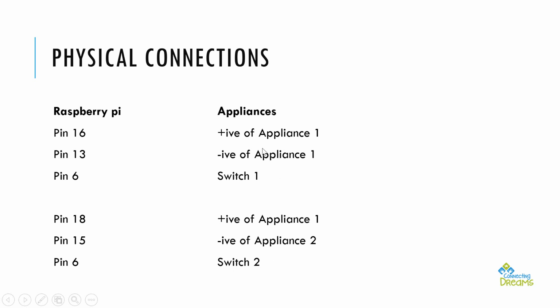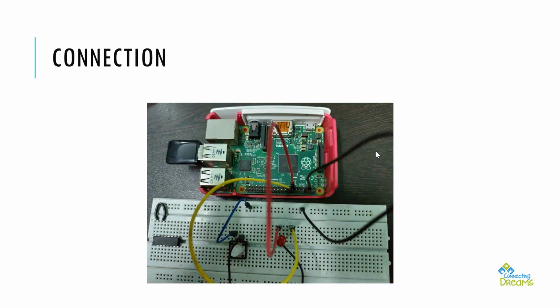Since for demonstration purposes I am using an LED, I can directly connect them to the Raspberry Pi pins. If you are using a regular appliance, you should connect these Raspberry Pi pins first to the relay, and from the relay only you should be connecting it to your regular appliances, or else your Raspberry Pi may get damaged.